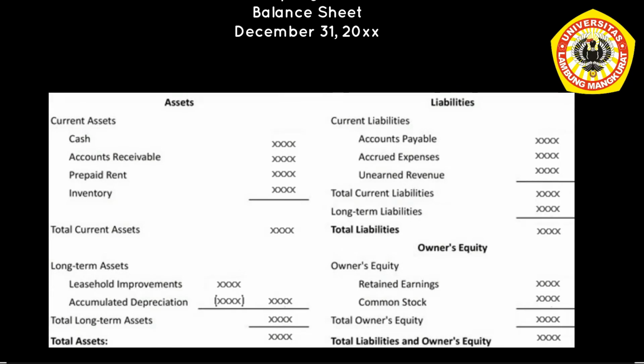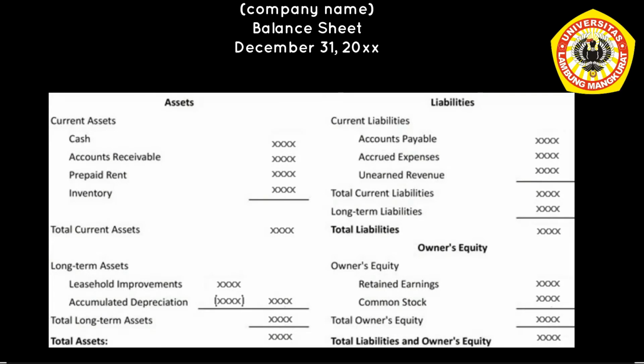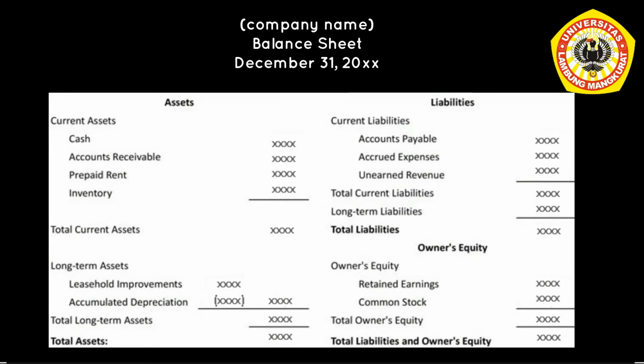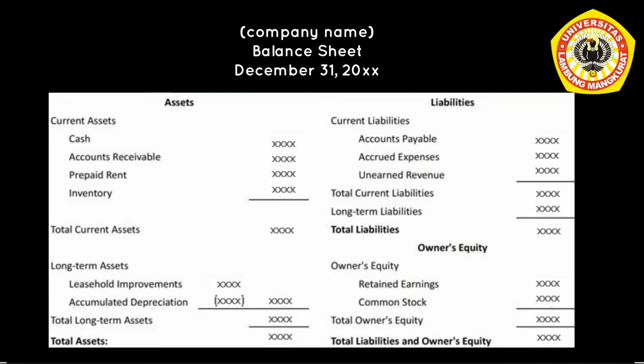There are current assets and long-term assets. Accounts like cash, accounts receivable, prepaid rent, and inventory belong to current assets. Then total up the current assets. And accounts like leasehold improvements and accumulated depreciation belong to long-term assets. Then total up the long-term assets. Next, total up the total assets to show how much assets there are.